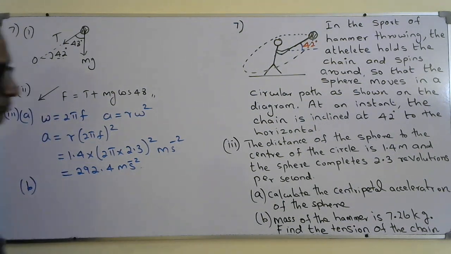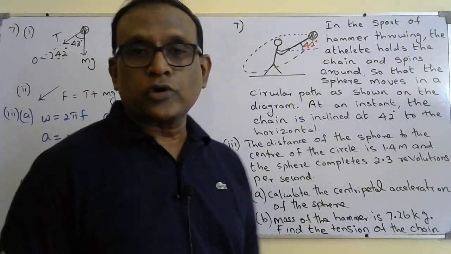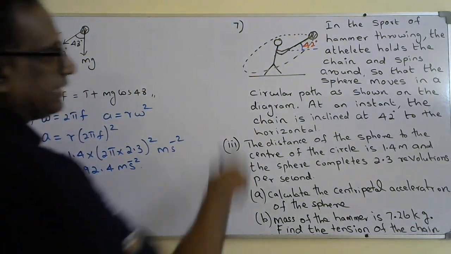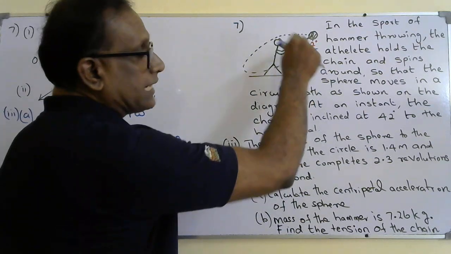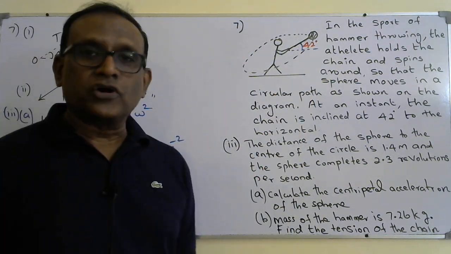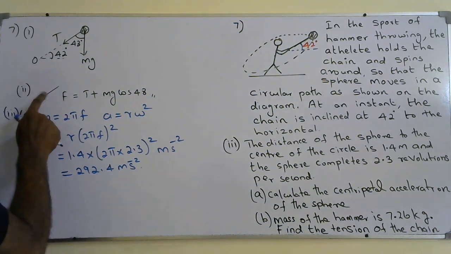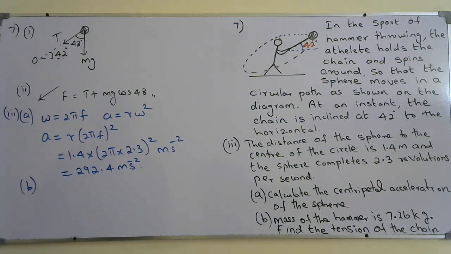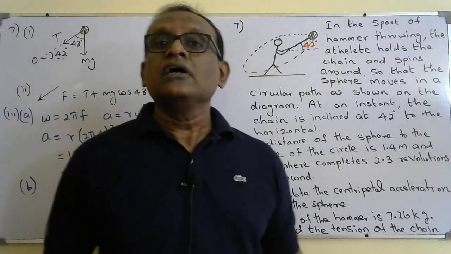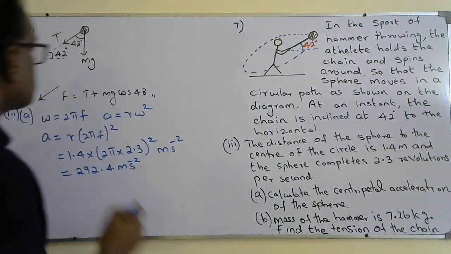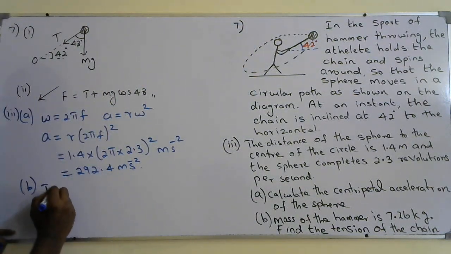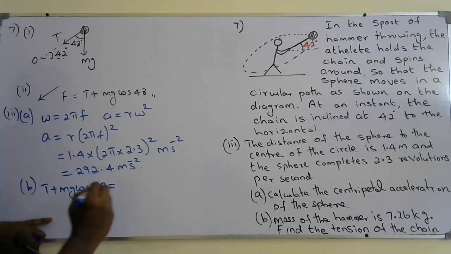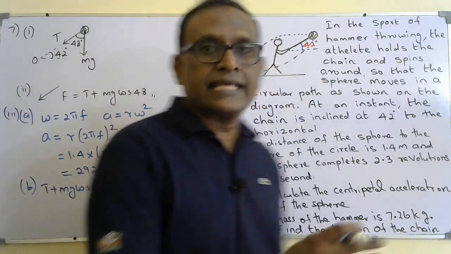Okay, B part. The mass of the hammer is given as 7.26 kilograms. Find the tension of the chain at this instant. The chain makes an angle of 42 degrees with the horizontal. We wrote the equation for centripetal force, that is T plus mg cos 48. We know centripetal force is equal to mass times centripetal acceleration, so T plus mg cos 48 is equal to ma.